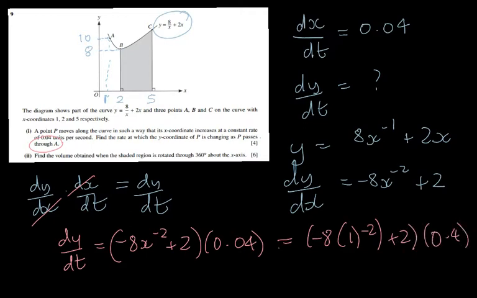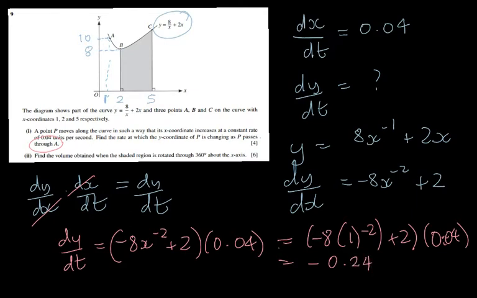And then I can go ahead, oops, that's 0.04, sorry. I can go ahead and work that whole thing out. So 1 to the power of negative 2 is still just 1. So that's negative 8. Negative 8 plus 2 is negative 6. And then negative 6 times 0.04 is negative 0.24, I believe.